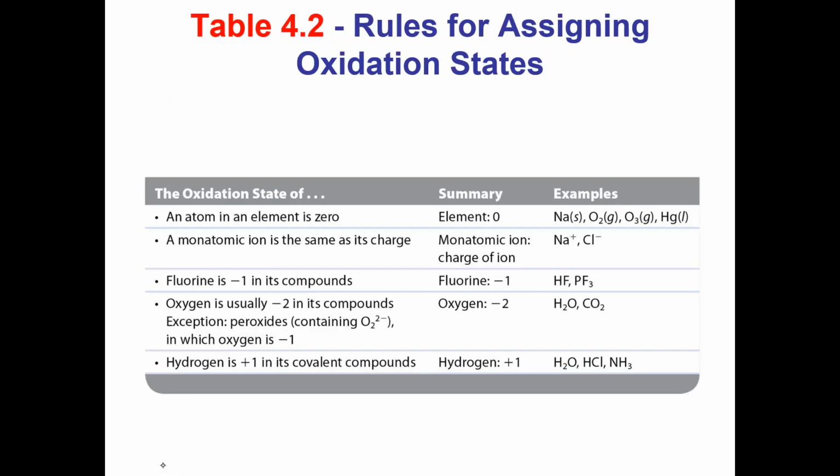So a few rules for assigning oxidation states. If you have just an element by itself, the oxidation state is 0. If you have a monatomic ion like sodium or chlorine, the charge is the charge on the ion. Fluorine is usually -1 in all of its compounds. Oxygen is also usually -2, which is what its charge should be according to the periodic table. The only exception to that is when you have a peroxide.